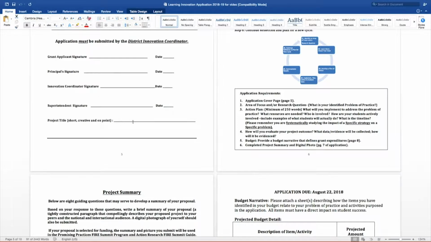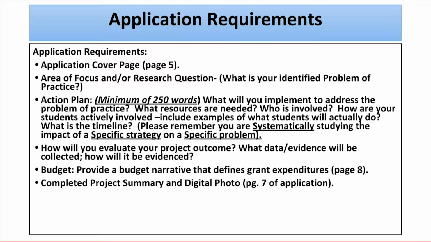Okay, we're going to go back to the PowerPoint. All right, as you look on this slide also, we talked about the cover page. We'll talk a little bit about your area of focus or your research question, and that goes hand in hand with your title. So what is your identified problem or practice? You have to address that in there. You have to come up with something that you want to try a new strategy or something with.